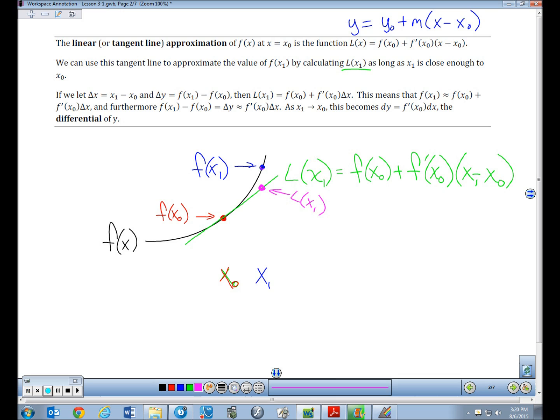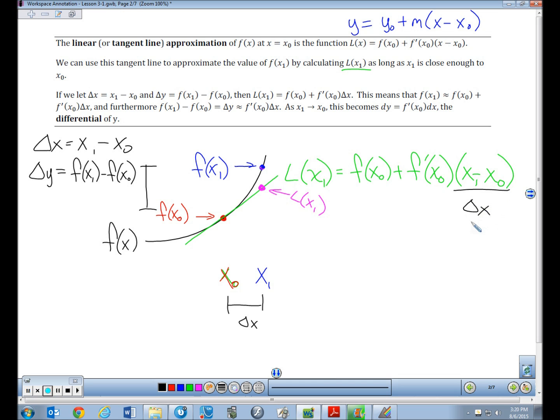In addition, if we let the distance between x₀ and x₁ be Δx, in other words, Δx is equal to x₁ − x₀, and then Δy is the distance between these two y values, f(x₁) − f(x₀). Then we can take this equation that we've written over here, and we can change this to Δx. In addition to this, we're using this linear equation to approximate f(x₁). So f(x₁) is approximately this linear equation.